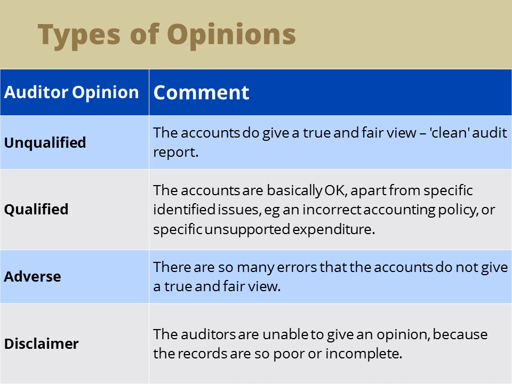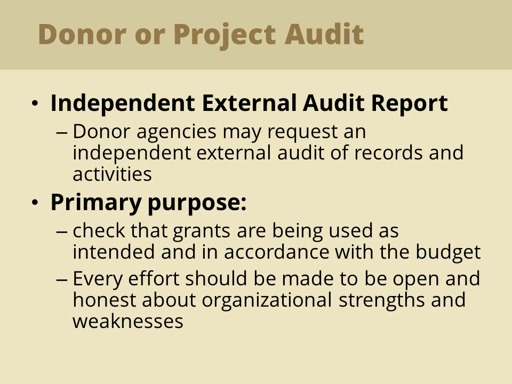On occasion, donor agencies may request an independent external audit of records and activities and will appoint a qualified person to undertake a review. The primary purpose of such a review is to check that grants are being used as intended and in accordance with the budget in the original funding agreement. The auditor or evaluator will almost certainly wish to interview staff and committee members and may even request to observe the organization in pursuance of its activities.